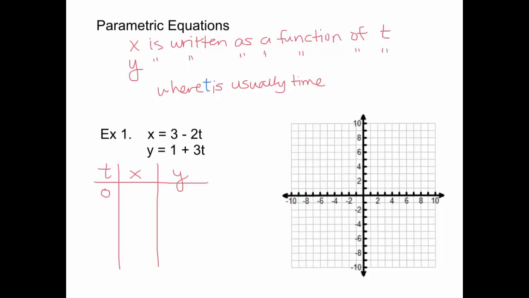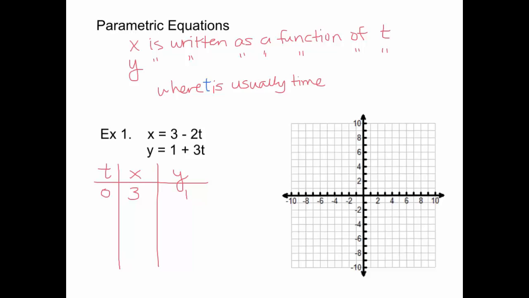So let's do that. Let's plug in 0 for t. So I'm up here, right? We're plugging in 0 for this t. So we have 3 minus 2 times 0, which is 3. Okay, and now I'm going to plug in 0 for t in the y equation. So we have 1 plus 3 times 0. That's going to get me 1.